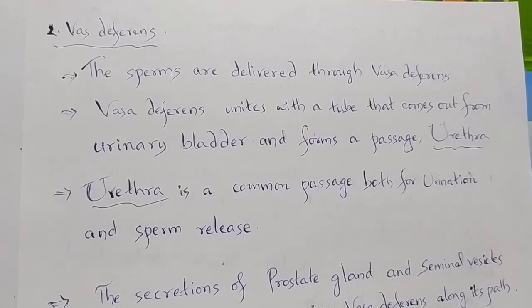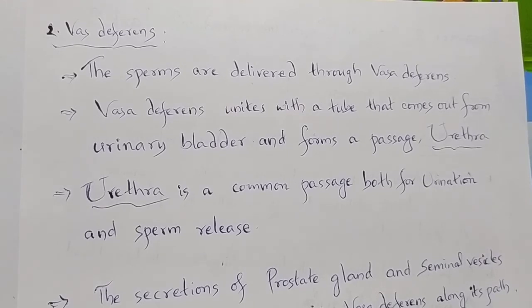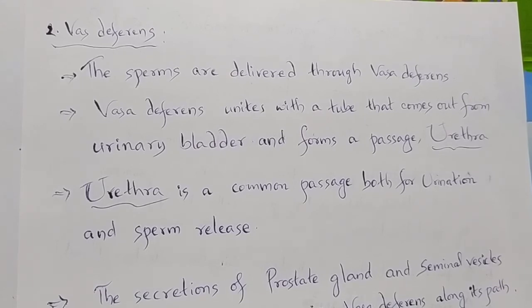Vasa deferens unite with a tube which comes out from the urinary bladder. So we know the excretory system, wherein a pair of kidneys, a pair of ureters and a urinary bladder are there. From the urinary bladder one tube will come out. The vasa deferens will unite with that tube and form one passage. After this uniting, they form one passage, and that passage is known as the urethra.